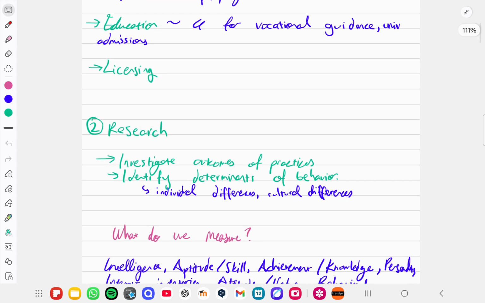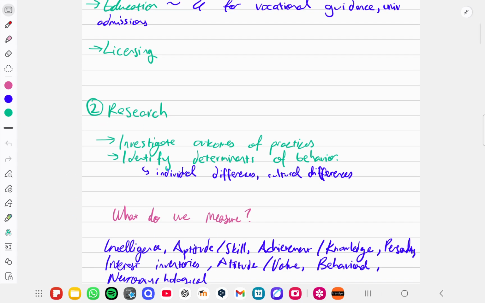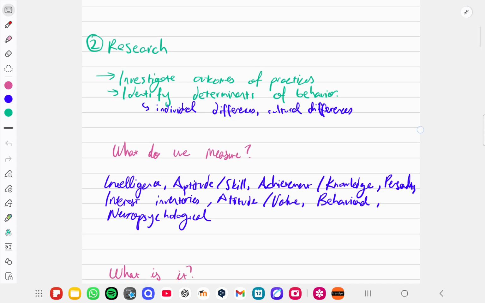The second reason is research related, so we can investigate the outcomes of the practice and we can identify the determinants of behavior, so we can see the individual differences between different kinds of behavior, and we can see the cultural differences between different kinds of behavior.